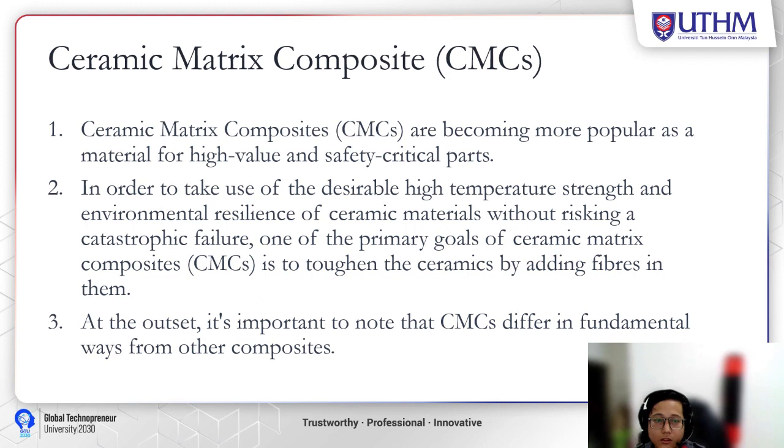They allow use of the desirable high temperature strength and environmental resilience of ceramic material without risking catastrophic failure. One of the primary goals of ceramic matrix composites is to toughen the ceramic by adding fibers to it. At the outset, it's important to note that CMCs differ in fundamental ways from other composites.